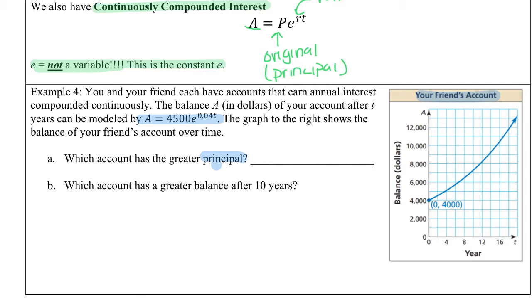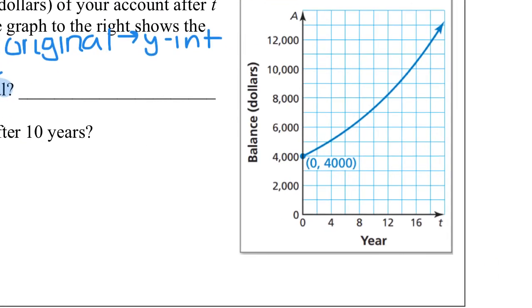So first we have to remember that principal is the original. Now we find this in two different places. On an equation, my principal is the number in the front. That's the 45,000. So for letter A, my account has a principal of $4,500. On a graph, the principal is found as the y-intercept. That's the original. So on my friend's account, my principal is here at about $4,000.